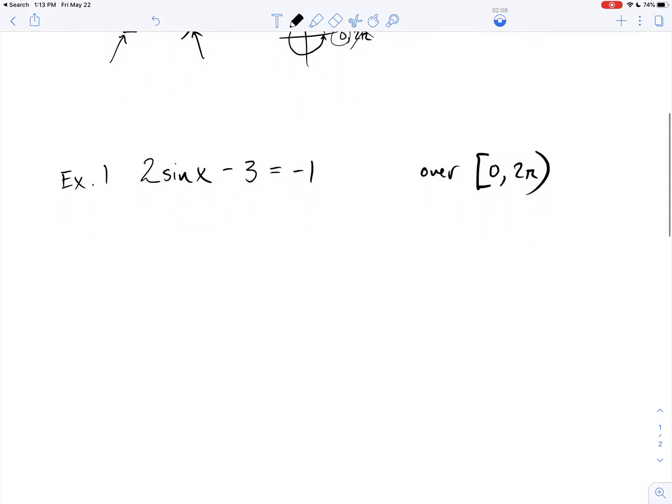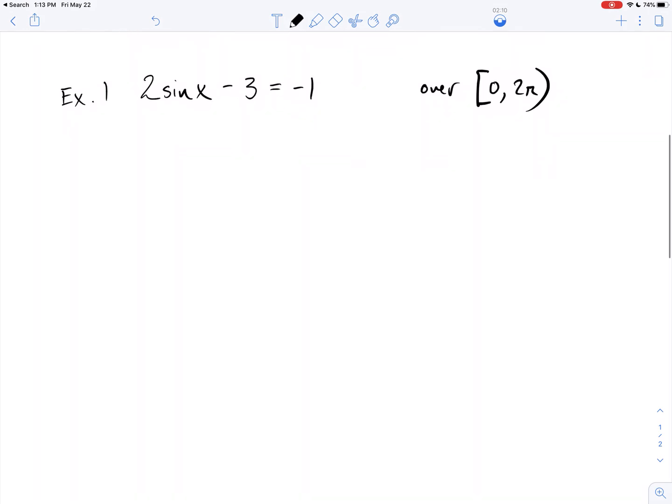So, once again, I am working over the interval from 0 to 2 pi. And this example right here just kind of gets the ball rolling. I want to find out what angle I could put here to make this a true statement. So when you're solving a trig equation, you're using the same tricks you know from all kinds of equations.